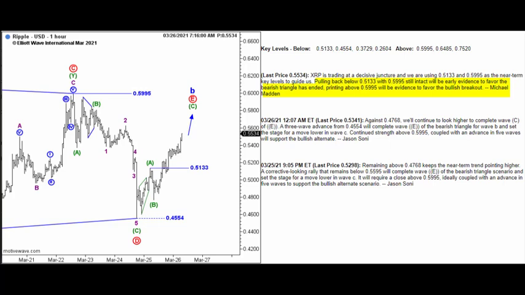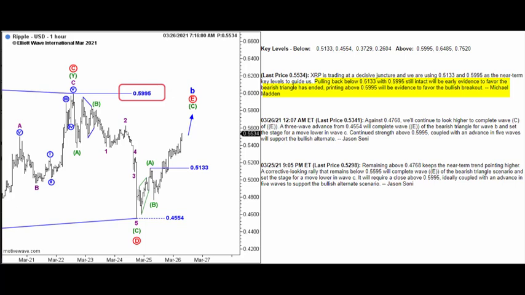That is because under this ABC rally, we would favor that wave C was in place if the price action started to trade below or overlap with the green wave A peak. So that's one piece of early information that we have. Printing above 0.5995 will be evidence to favor the bullish outlook.